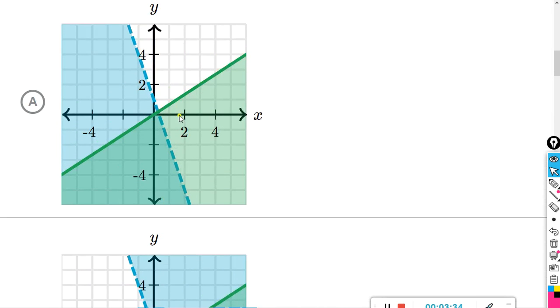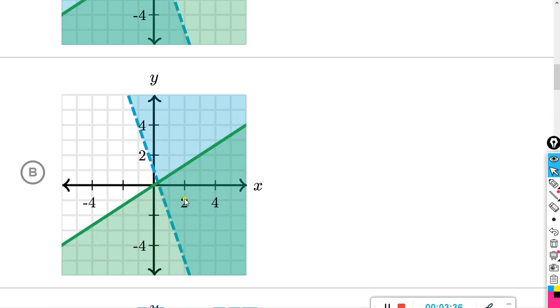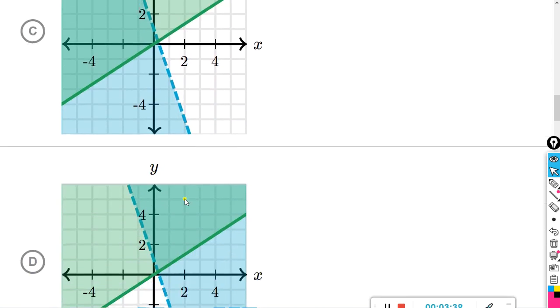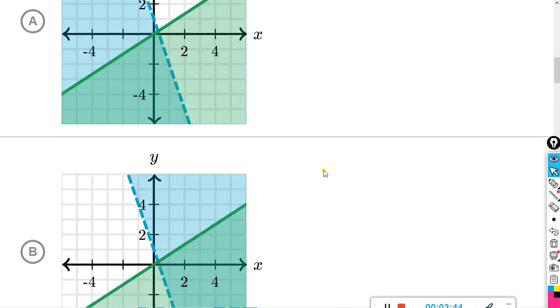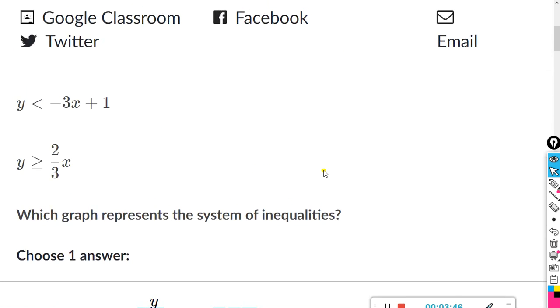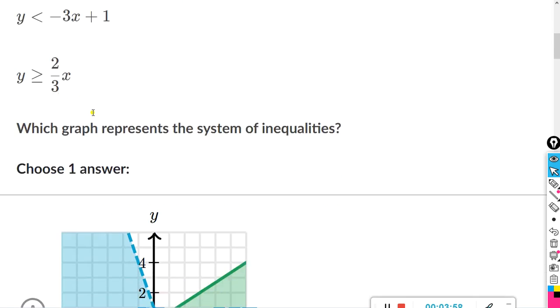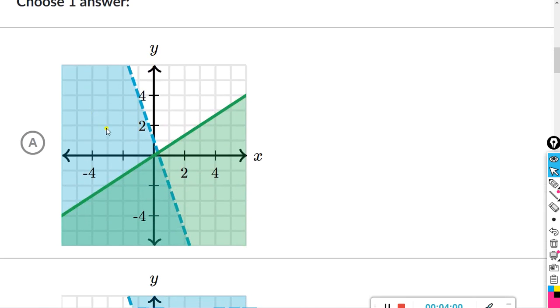And in fact, on all of them, the green line is solid and the blue line is dashed. So we don't even have to worry about whether or not it's equal to. All right, they handled that part for us. But this one has a negative slope and this one has a positive slope. The one with a negative slope is less than. All right, so let's check that out and make sure.